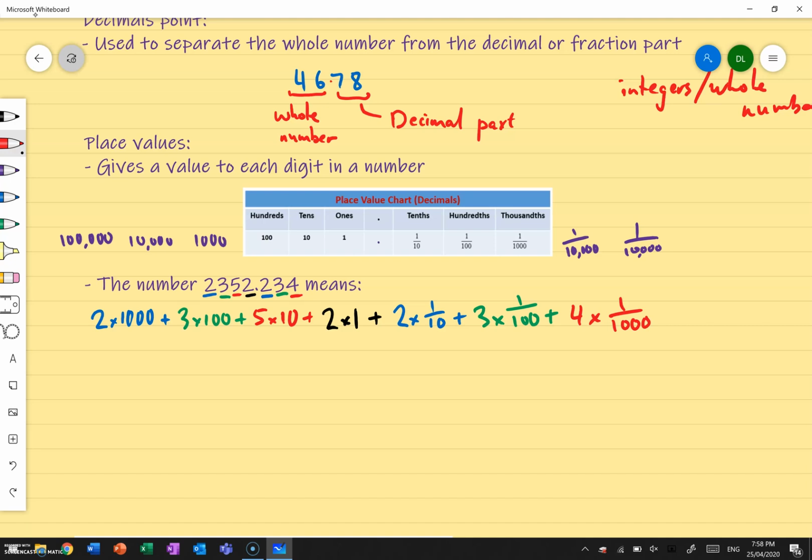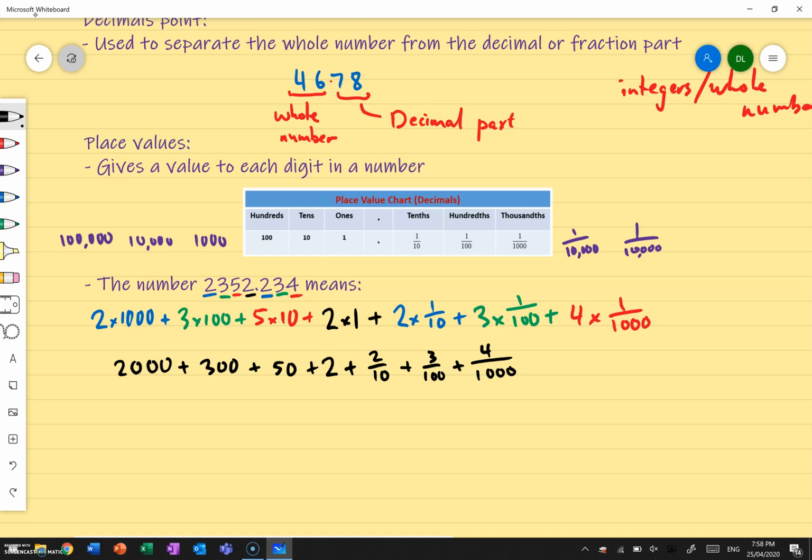In other words, I could write it as 2 times 1000 is 2000, plus 3 times 100 is 300, plus 5 times 10 is 50, plus 2 times 1 is 2, plus 2 times 1 over 10 is 2 over 10. We can simplify that, but we'll just ignore that for now. Plus 3 times 1 over 100 is 3 over 100. Plus 4 times 1 over 1000 is 4 over 1000. And that's what that number means.